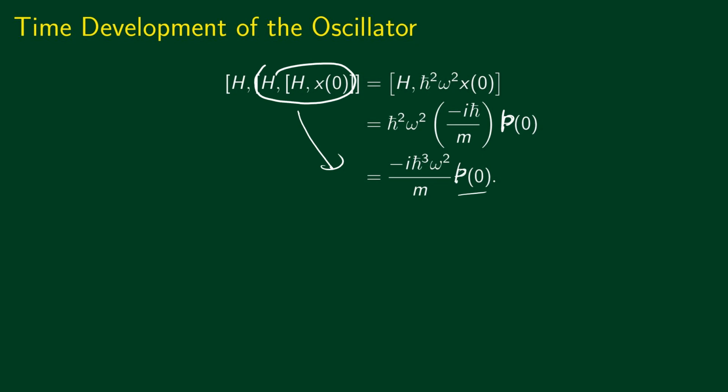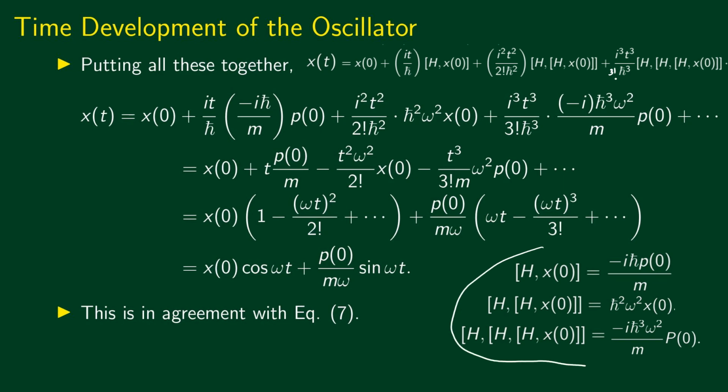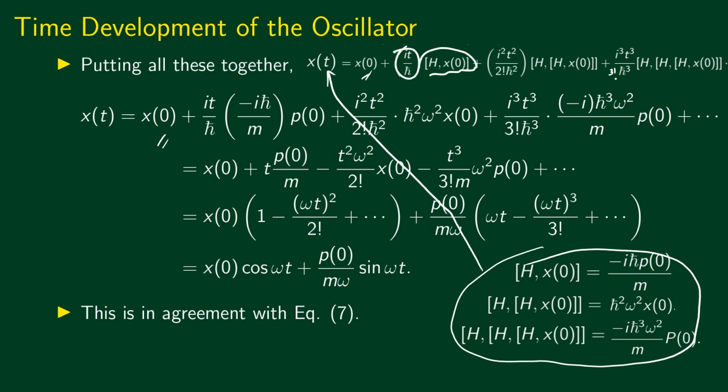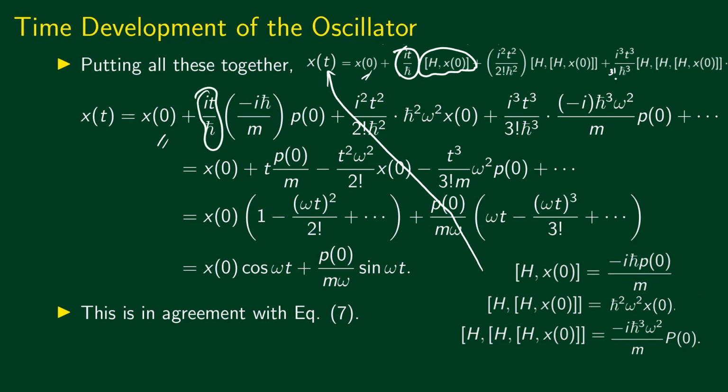Now let's put all these together. These are the commutators we obtained. Let's substitute all these into the series expansion for x of t we obtained earlier. The first term is x of 0. We just write it as it is. The second term is i t divided by h bar multiplied by the commutator of h with x. So we write it as i t divided by h bar, and the commutator itself was minus i h bar divided by m multiplying p of 0. Okay, so that's how we get this term here.